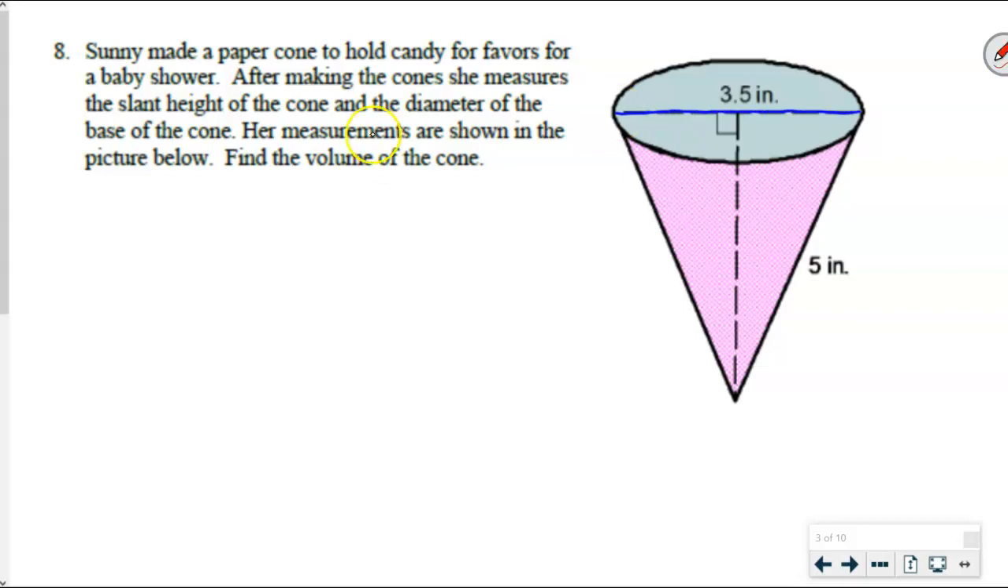Sunny also measured what is called the slant height. So it's not the true height of the cone, it's if we're measuring along the side. So this is the slant height.